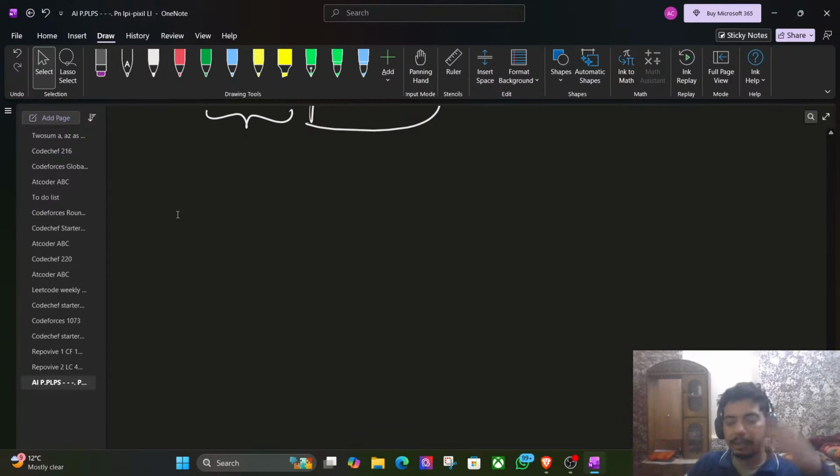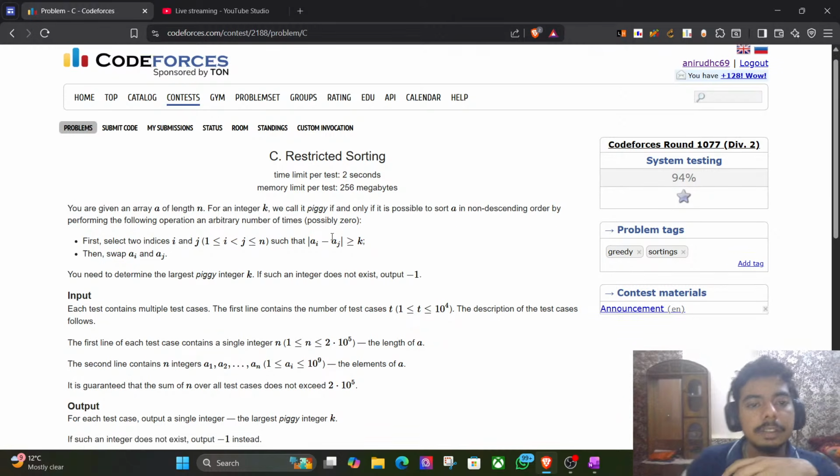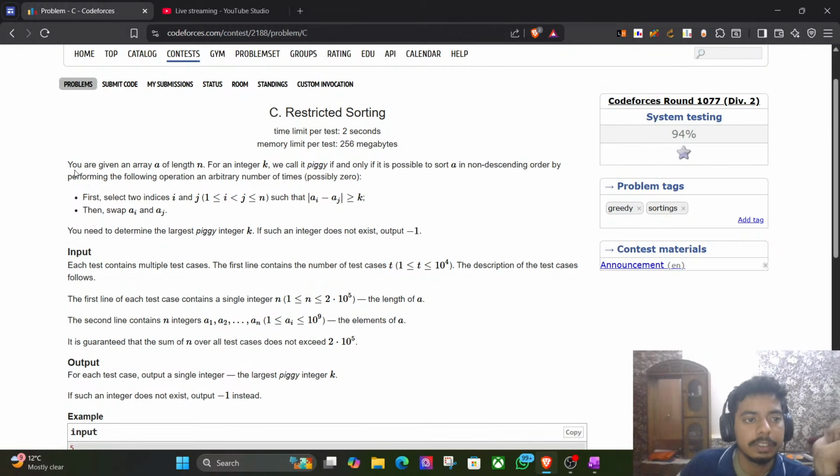So if it is clear, we can move towards problem number C. So this is the C problem in which you are given an array A of length n. For an integer k, we call it piggy if and only if it is possible to sort A in non-descending order by performing the following operation any number of times, possibly zero.